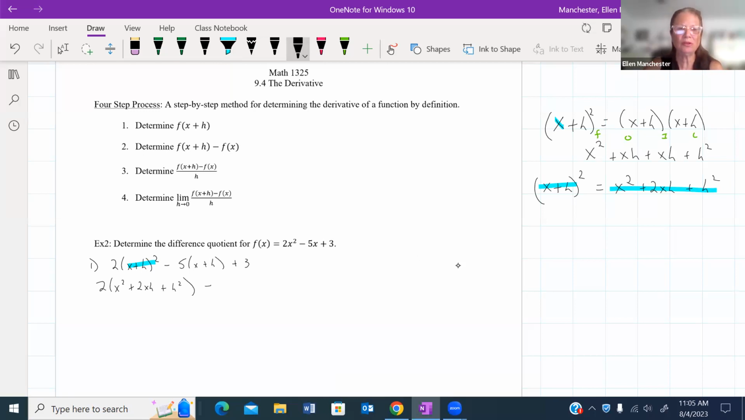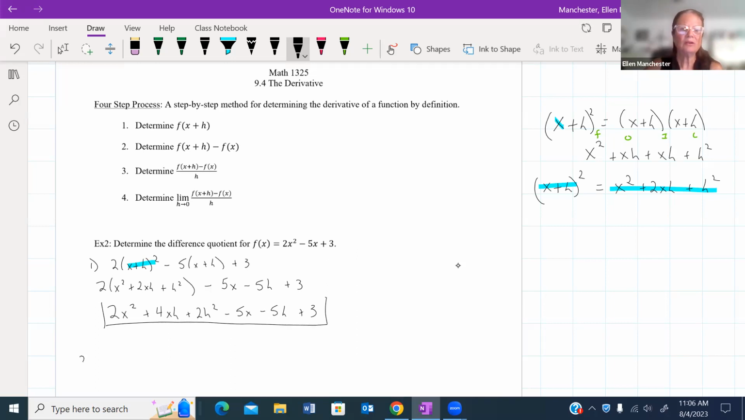And then I'm going to distribute this 5 through. So negative 5 times x is negative 5x. Negative 5 times h is negative 5h plus 3. Notice the 3 is not part of the parentheses, so that's just separate. Now I'm going to distribute again and clean this up. 2 times x squared is 2x squared. 2 times 2xh is 4xh. 2 times h squared is 2h squared. And then I'm going to complete this. Just keep writing. So this is the answer to number 1. Took out the x, plugged in x plus h.